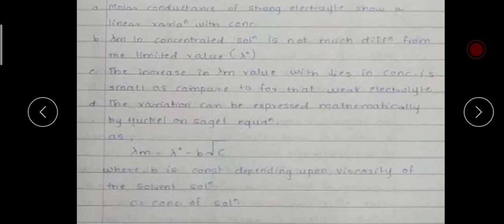Check the spelling: Onsager, O-N-S-A-G-E-R. The equation is lambda m equals lambda 0 minus b root c, where b is a constant depending upon the viscosity of the solvent, and c is the concentration of the solution.